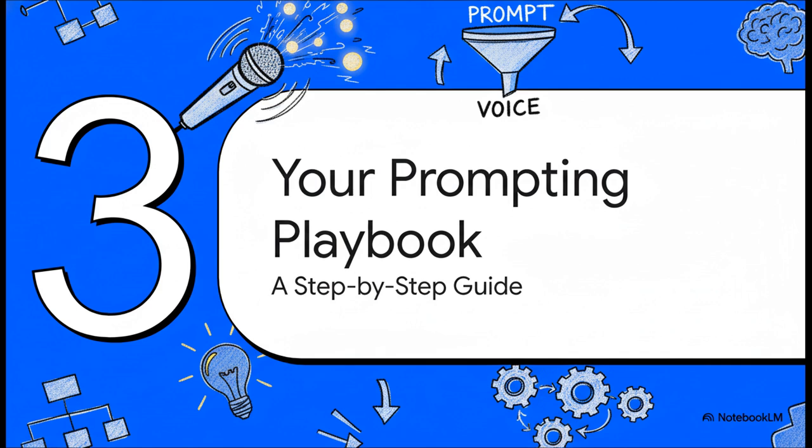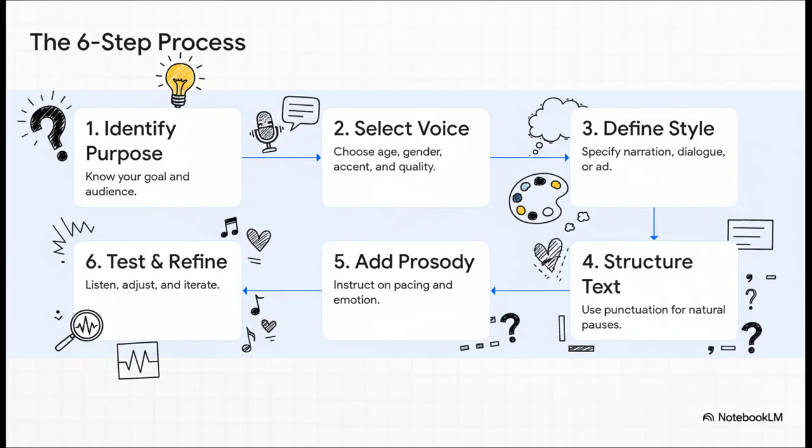Okay, so you've seen the incredible impact a great prompt can have. Now let's walk through a step-by-step playbook so you can get these kinds of results every single time. It's really just a 6-step process. First, identify your purpose. Who are you talking to? What do you want them to feel? Second, select your voice and define the style. Next, structure your text using punctuation to guide the flow. Then, add those vital prosody instructions for emotion and pacing. And finally, and this part is absolutely crucial, test and refine. Your first try is almost never going to be perfect, so you have to listen, adjust, and do it again.